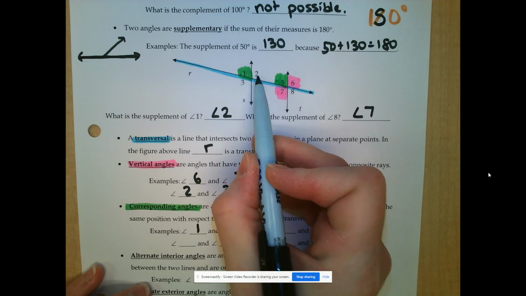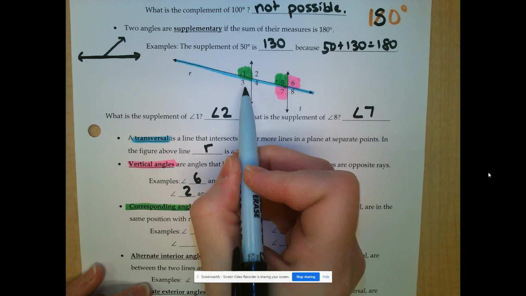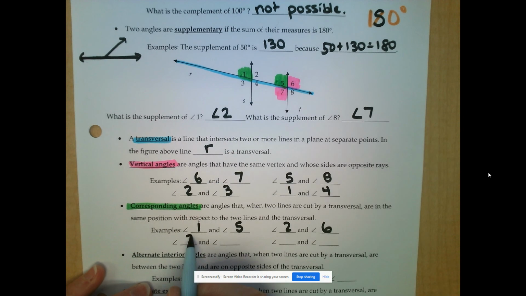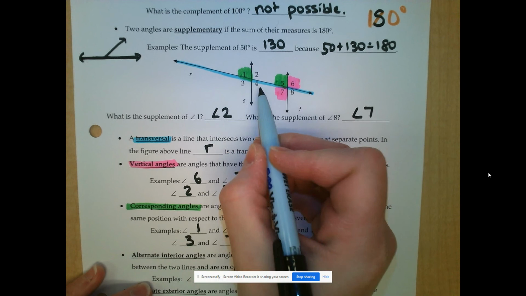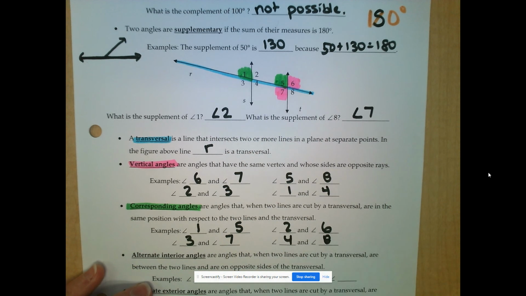The upper right corner would be angle 2 and angle 6. The lower left corner would be angle 3 and angle 7. The lower right corner is angle 4 and angle 8.